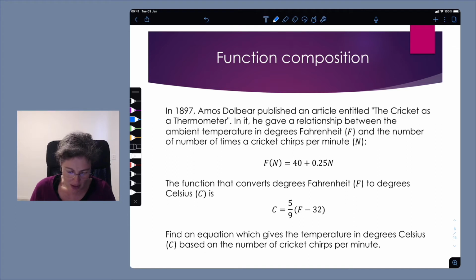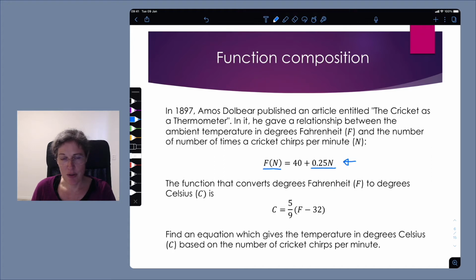Because he was working in the US, I believe, he was working in Fahrenheit. So he came up with this formula over here. This says that the temperature in Fahrenheit is 40 plus a quarter times however many times your cricket is chirping per minute. But now we are actually not working in Fahrenheit.